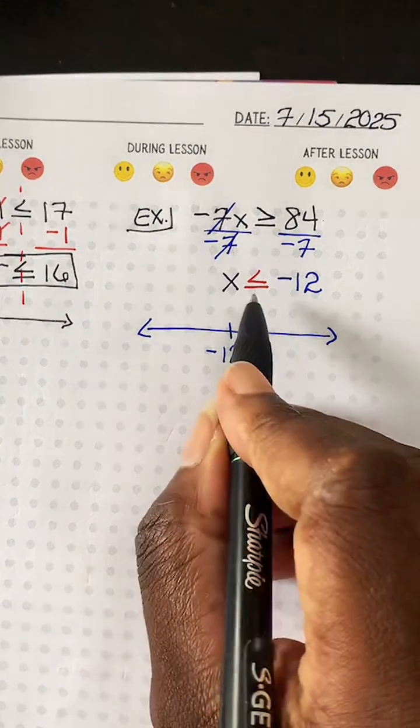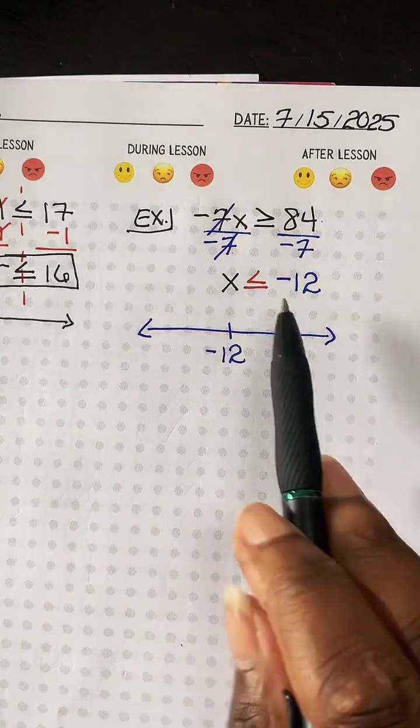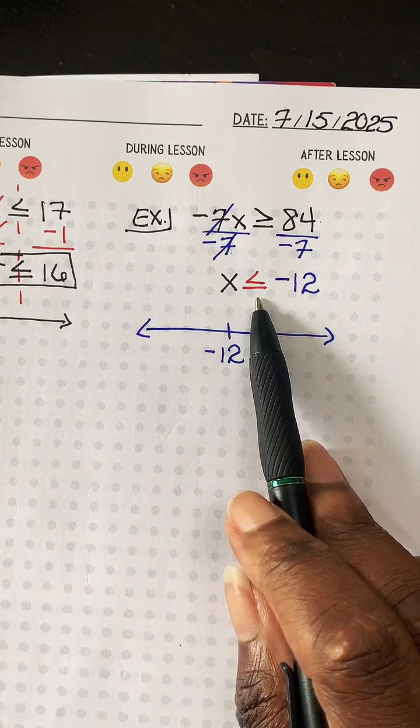So, open or closed? Put it in the chat. Open or closed? What do we got?